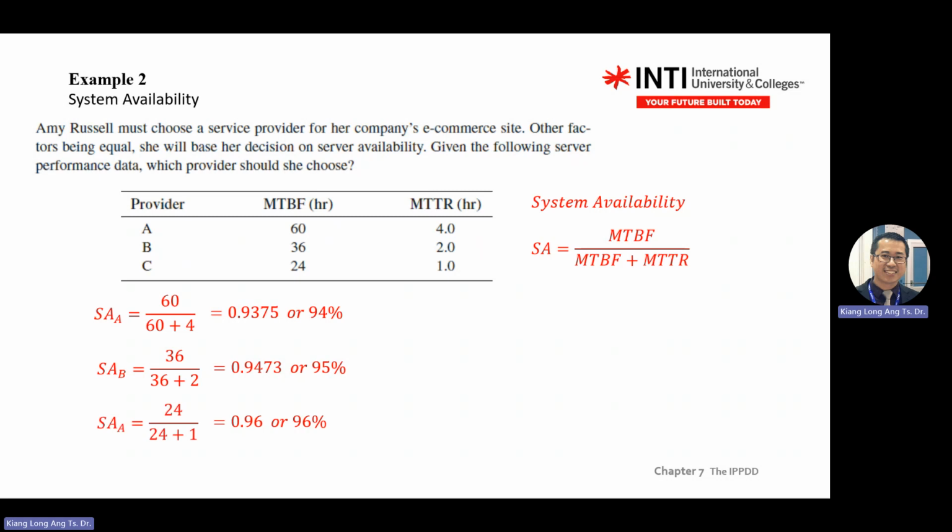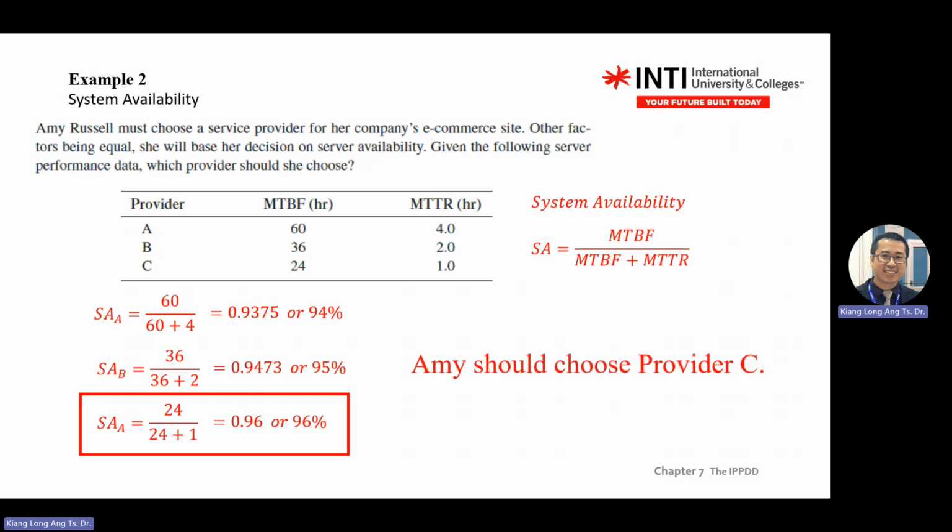Okay. So this is C, it should be C, typo error. As SA of C, not A, you'll get 96%. So from here, you choose company C or provider C for the server service because their service availability is 96%. It means they are always there compared to company A and company B. Their service is available to you 96% of the time.